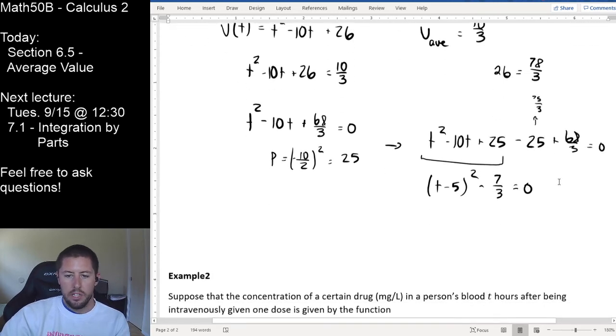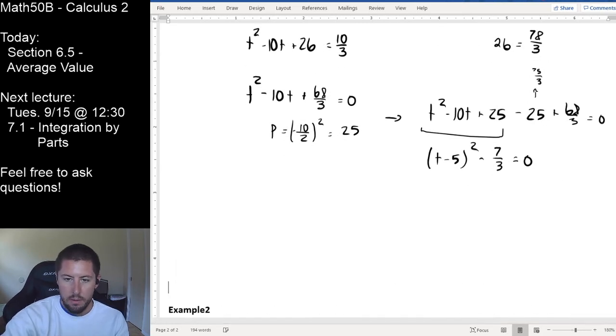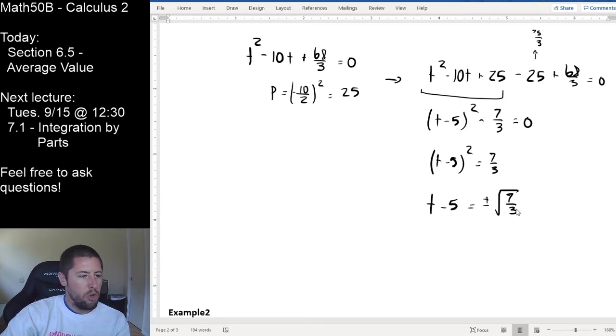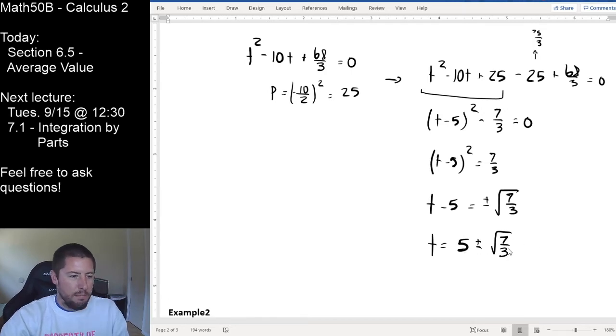And now I can go ahead and solve for those two locations that we're going to be landing at right there. It looks like we're going to get (t minus 5) squared equals 7 thirds. T minus 5 equals plus or minus root 7 thirds. 7 thirds, by the way, is like 2 point something, so the square root of it is going to be pretty small, like 1 point something. So when I do 5 plus or minus root 7 thirds, that's going to be 5 plus or minus a 1 point something right there.